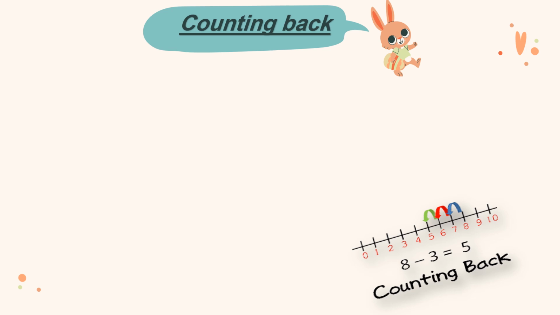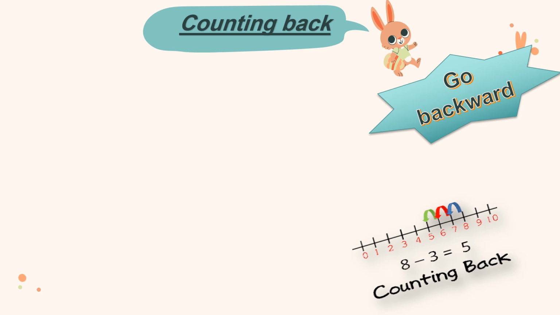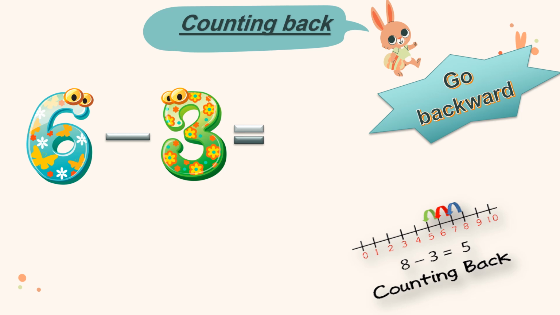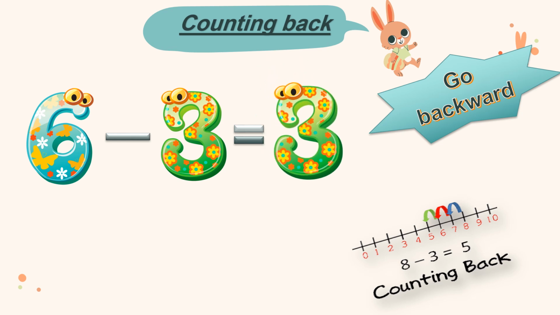Let's move to counting back. Counting back means go backward. For example, 6 minus 3. We will count back 3 steps. 6, before 6: 5, 4, 3. So 6 minus 3 equals 3.